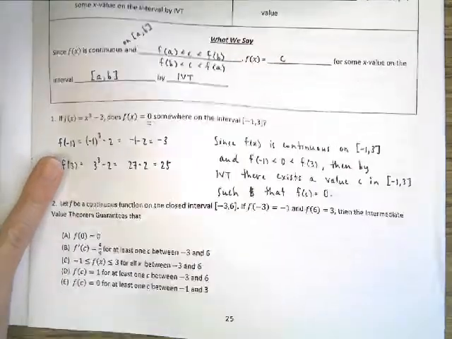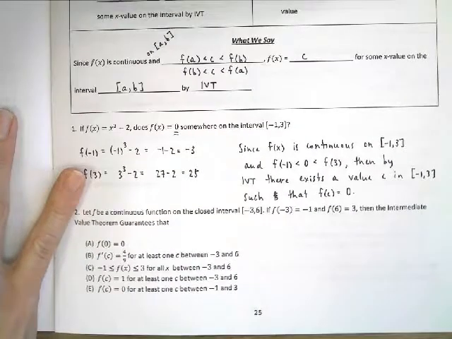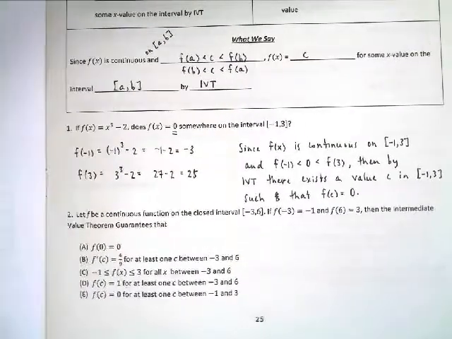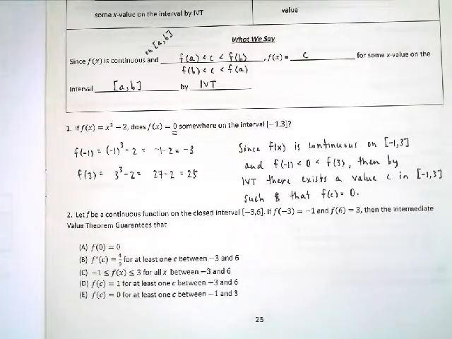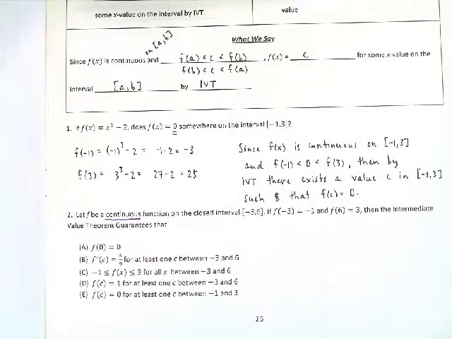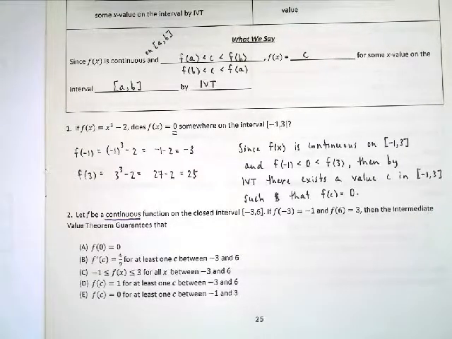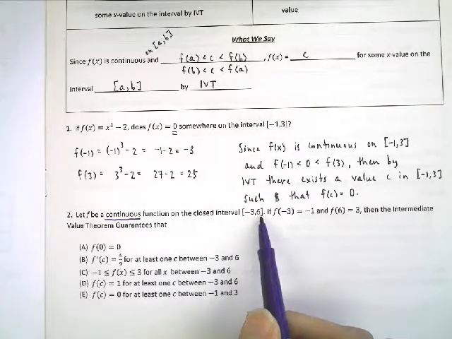Let's look at a question that might be more likely to reflect something that would show up on the AP test, particularly the multiple choice section. Okay, so it says let f be a continuous function. So right off, they're giving us one of our conditions. We know it's continuous, so we know it's okay to go ahead and pursue the intermediate value theorem. So it's a continuous function on the closed interval from -3 to 6.